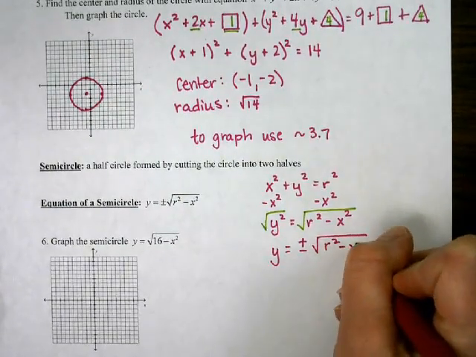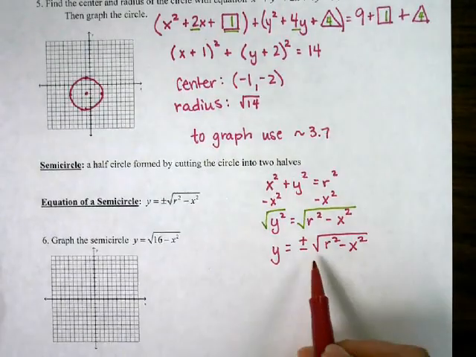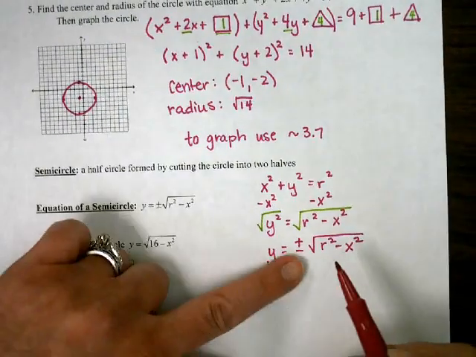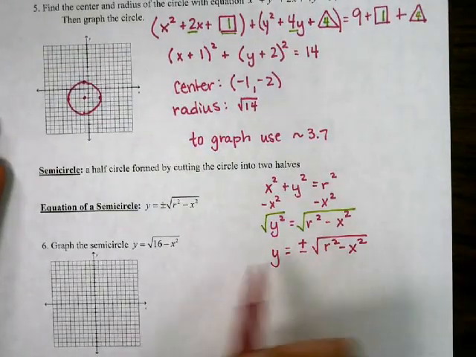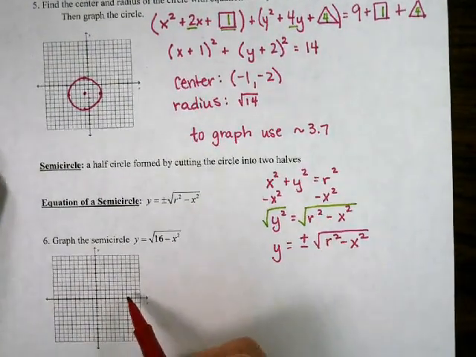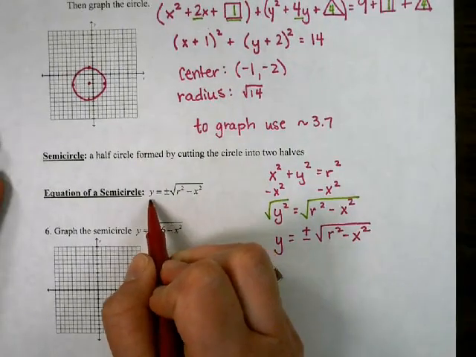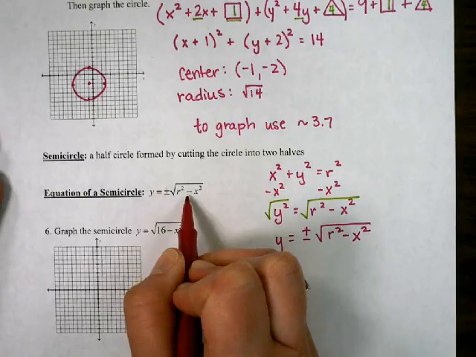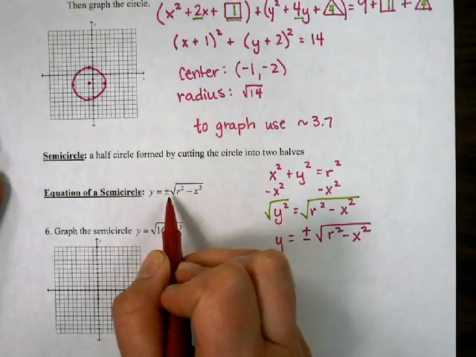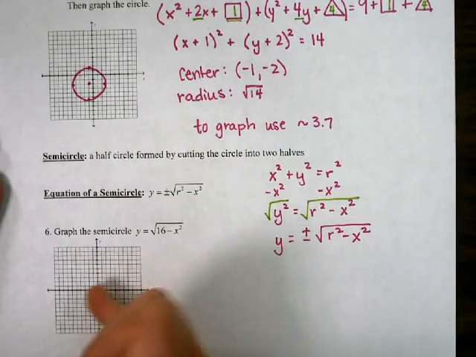Okay, so if it's the positive half, then we're going to get the top half of a circle. If it's a negative, then we're going to get the bottom half of a circle. Okay, so the equation of a semicircle is y equals plus or minus the square root of r squared minus x squared. The plus gives you the top half of the circle, the minus gives you the bottom half.